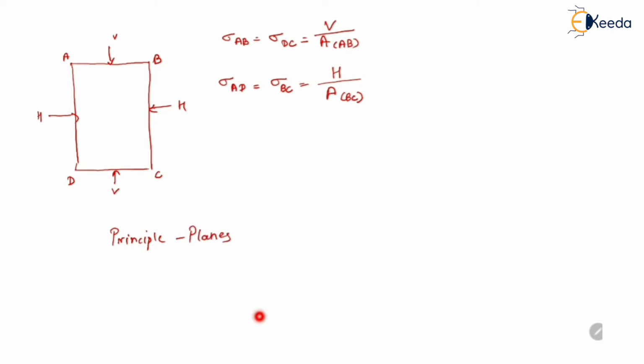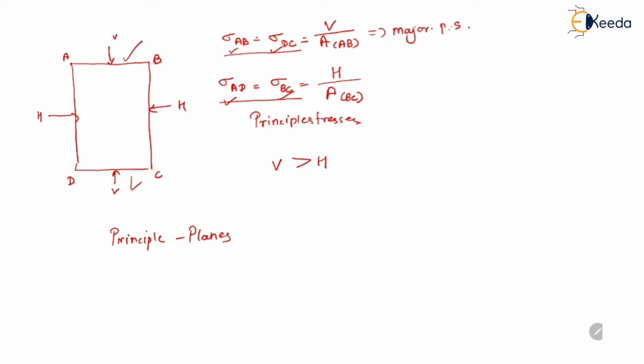And these stresses which are acting are called principal stresses. Now, suppose the value of V is greater than the value of H. Then sigma on AB and DC will be larger than sigma on AD and BC. So these are called major principal stress, and the planes AB and DC will be called major principal planes.